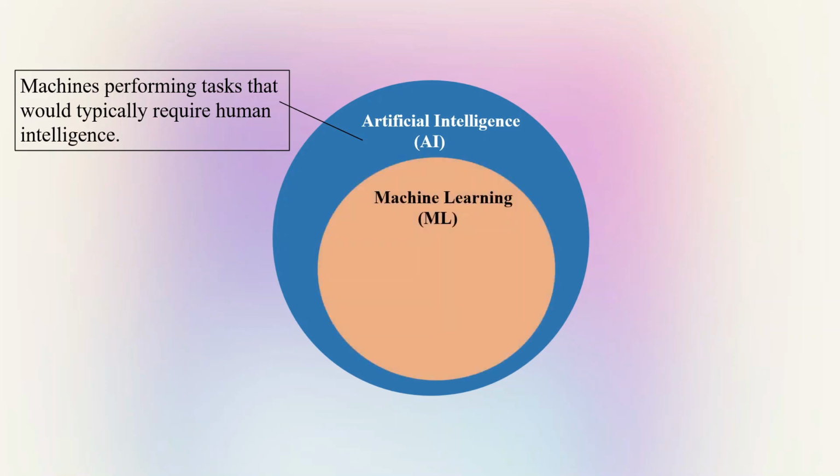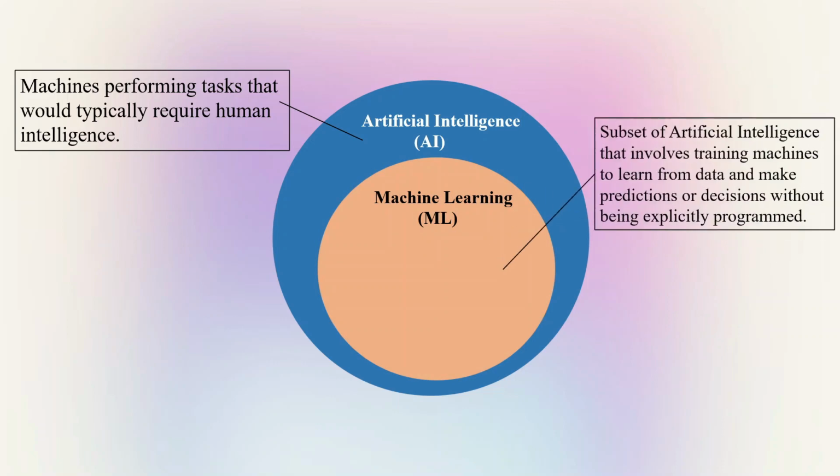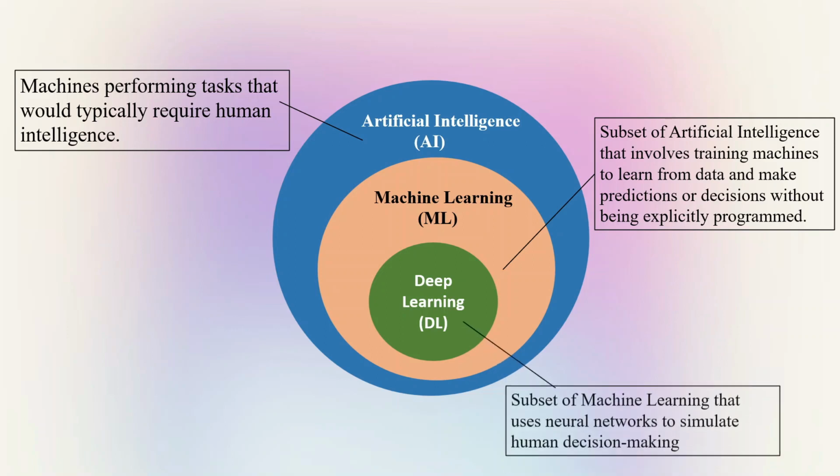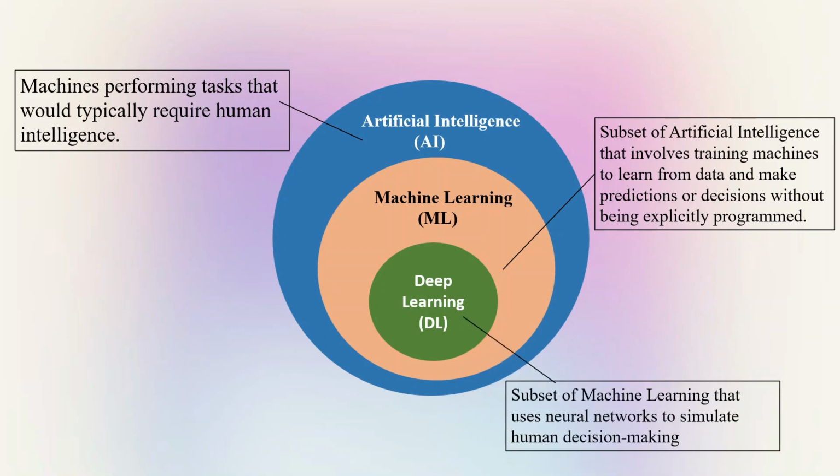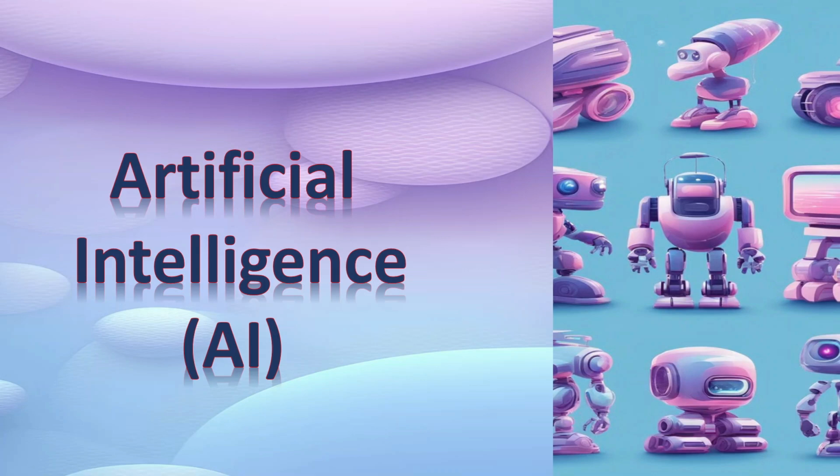Machine learning is a subset of artificial intelligence that involves training machines to learn from data and make predictions or decisions without being explicitly programmed. And deep learning is a subset of machine learning itself that uses neural networks to simulate human decision making. It involves complex multi-layered models to process data and learn patterns. Here is a breakdown of key differences between them.